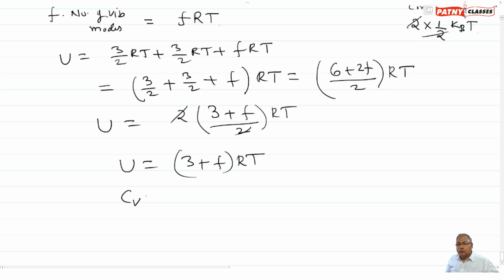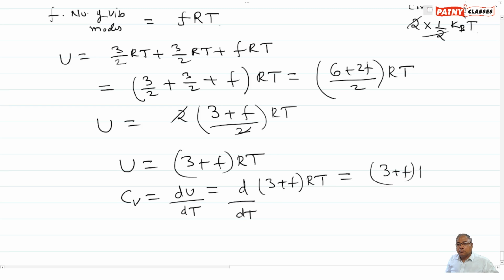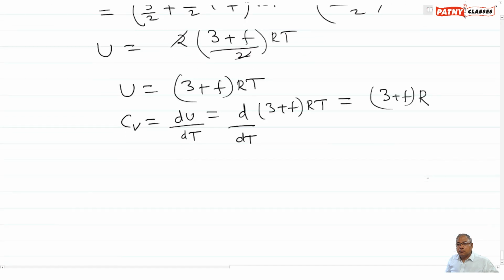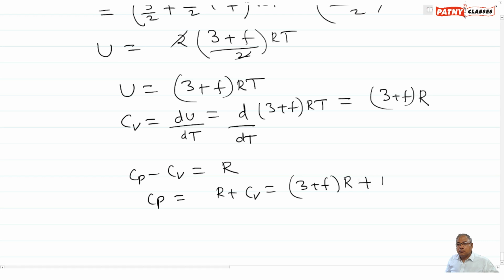So we have U equals 3 plus F times RT. Cv equals dU by dT, the differentiation of 3 plus F RT with respect to T. This equals 3 plus F times R. So we have Cv equals 3 plus F into R. Since Cp minus Cv equals R, therefore Cp equals R plus Cv, that is 3 plus F R plus R, which equals 4 plus F R.